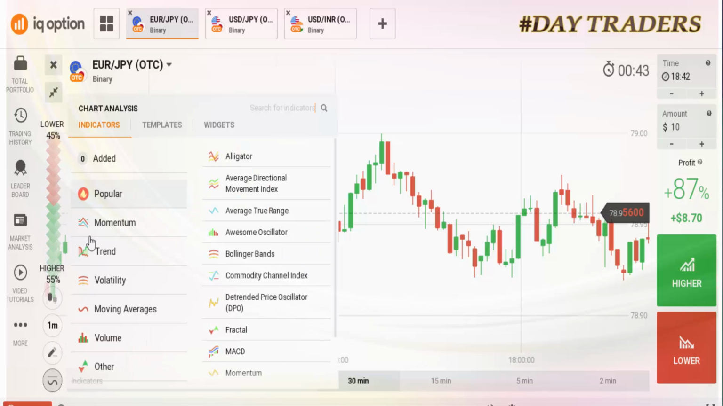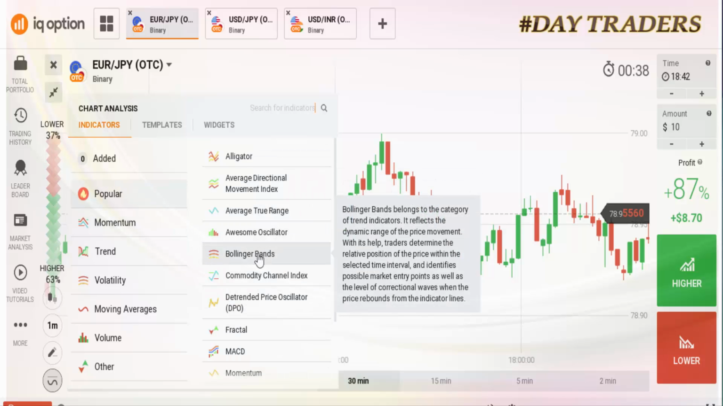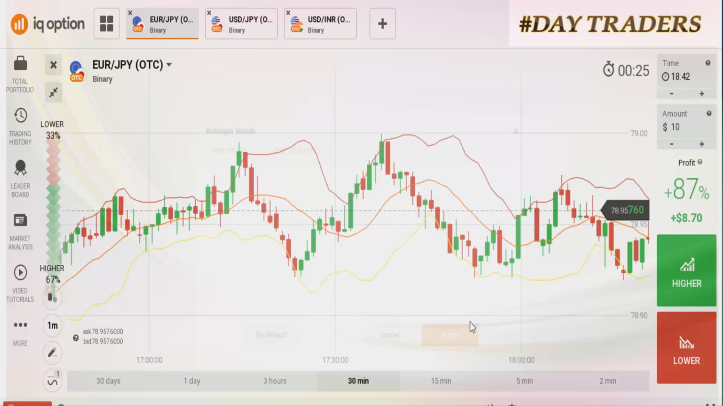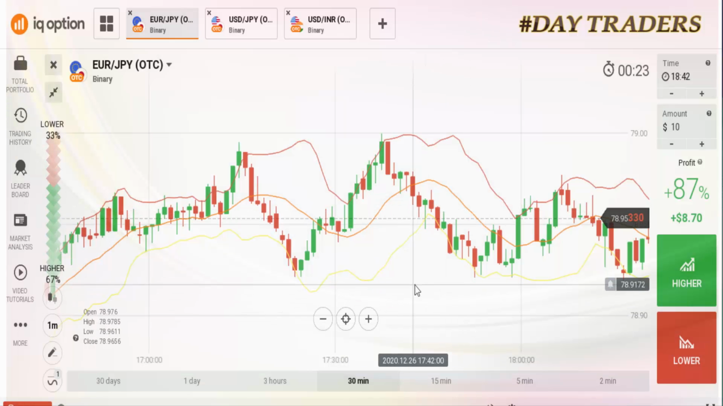Go to the popular indicators and select the Bollinger Band, and this is the 14 line. You can choose just one number below, you can choose the 13 line. You can apply the same.